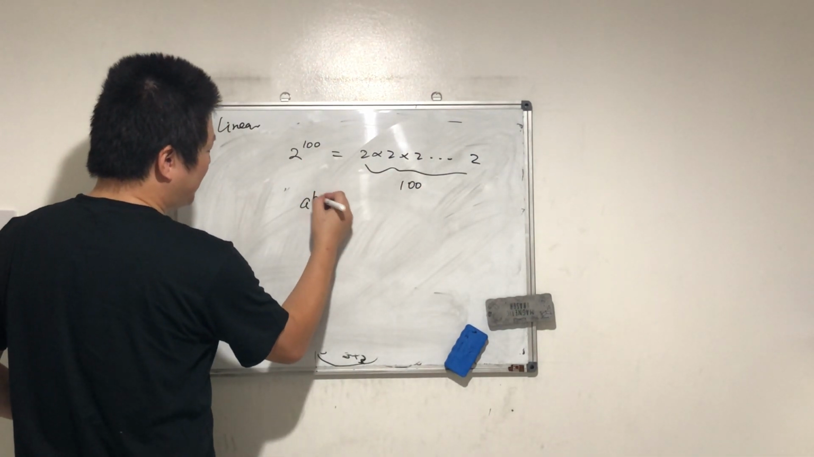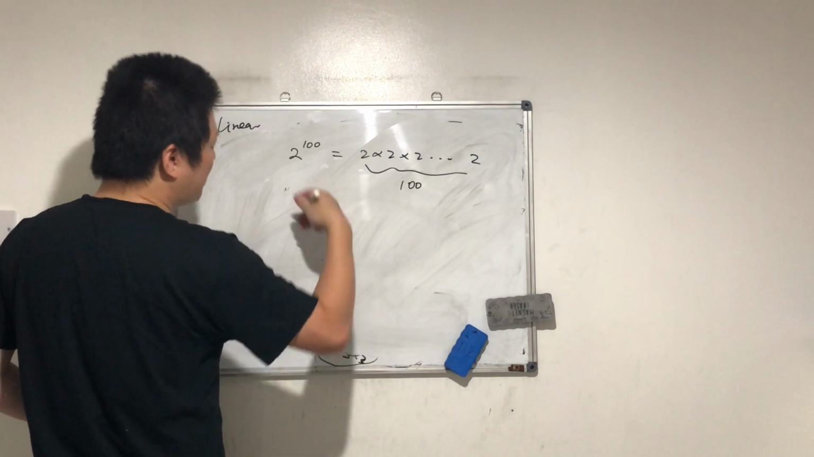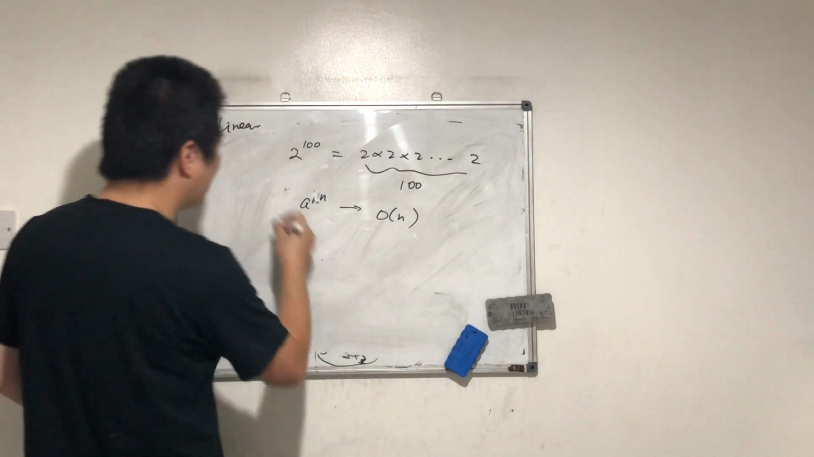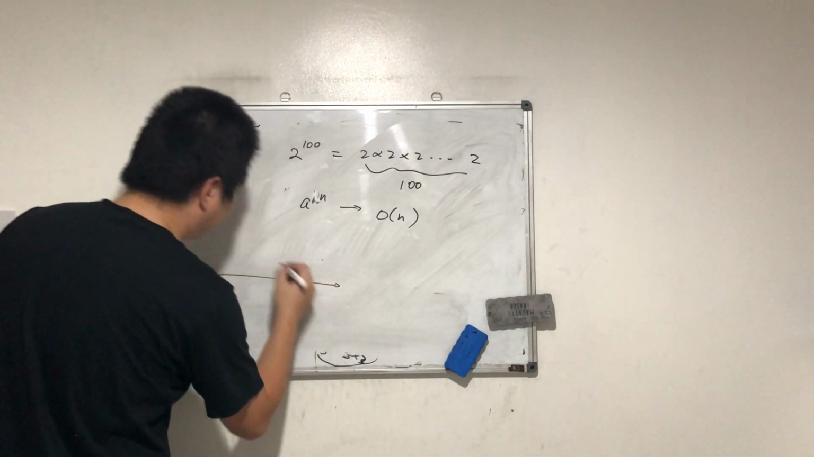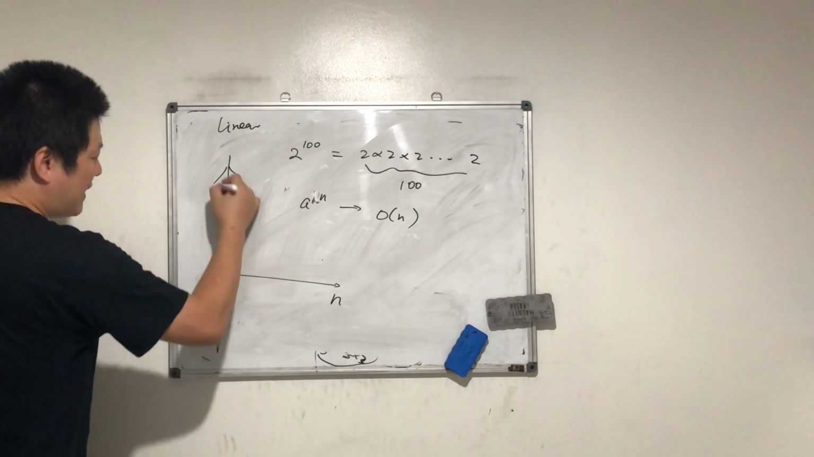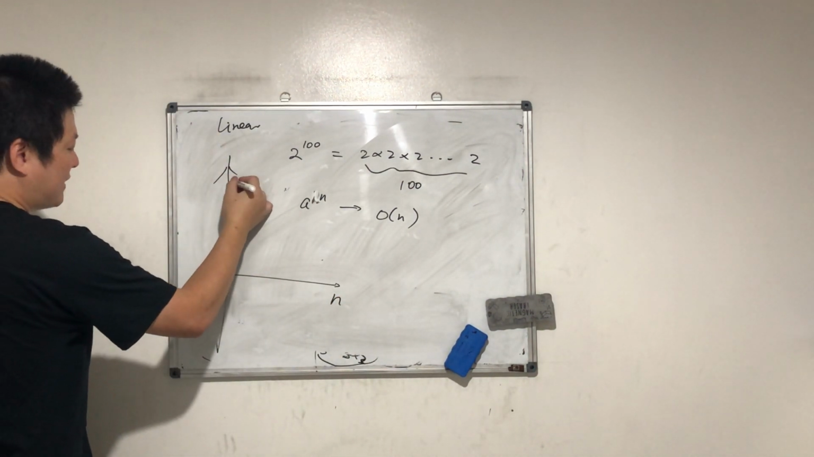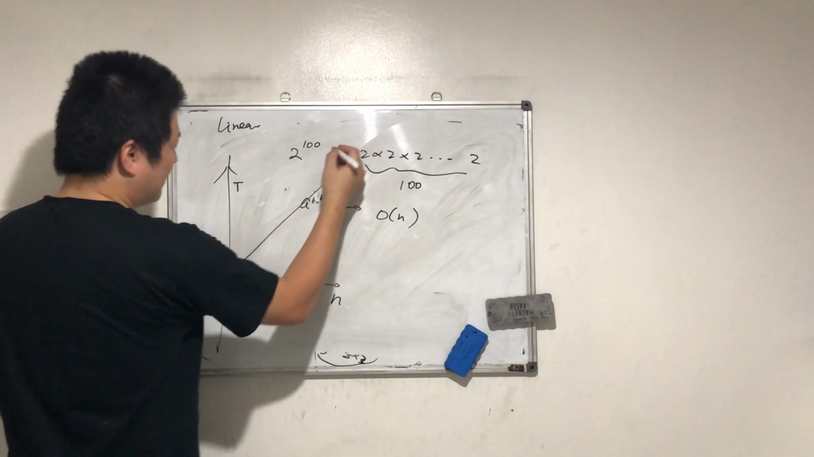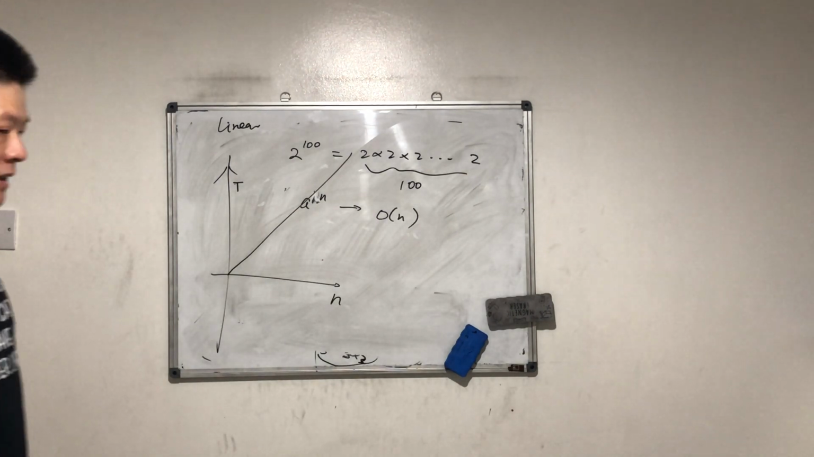So a to the power of n, if you multiply a n times, that's going to take O(n) complexity. This is linear. So what's linear? You can draw a graph. This is n, and then the vertical axis is the time, the complexity. And if you draw the linear, it will look like that. Okay?